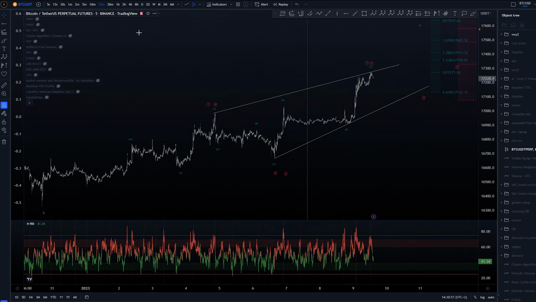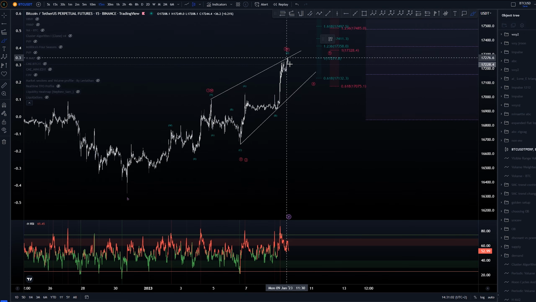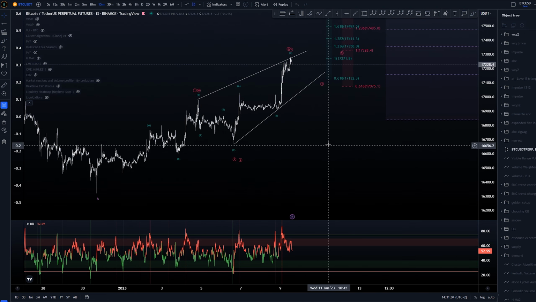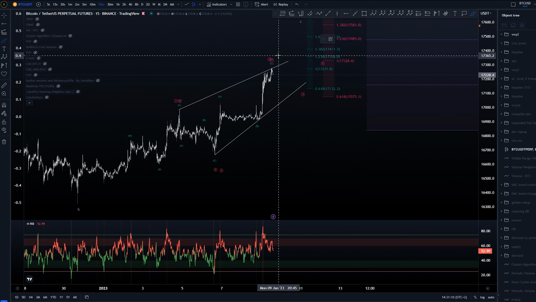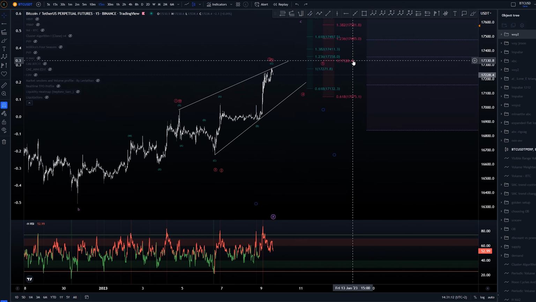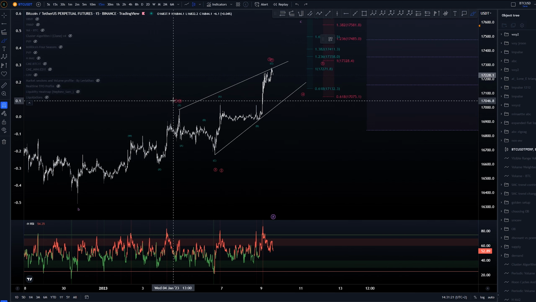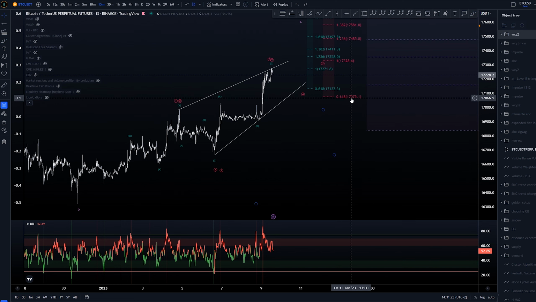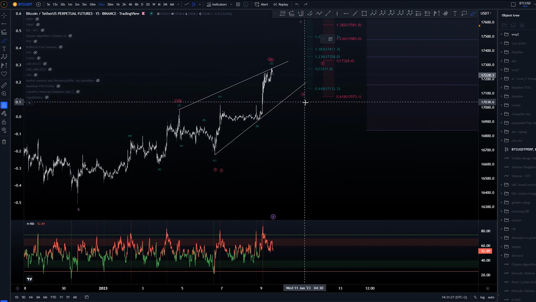The reason I've labeled this as a WXY as well, on top of these 1, 2, and 3, is just because, again, it reminds me so much of it. We did not hit the 1-to-1 extension here, which is a good thing in my opinion, as the third wave hitting the one-to-one extension would make it very much less likely a contracting diagonal, since wave 3 would be larger than wave 1. And that is something that we don't want to be seeing, because again, contracting diagonals are more common overall.